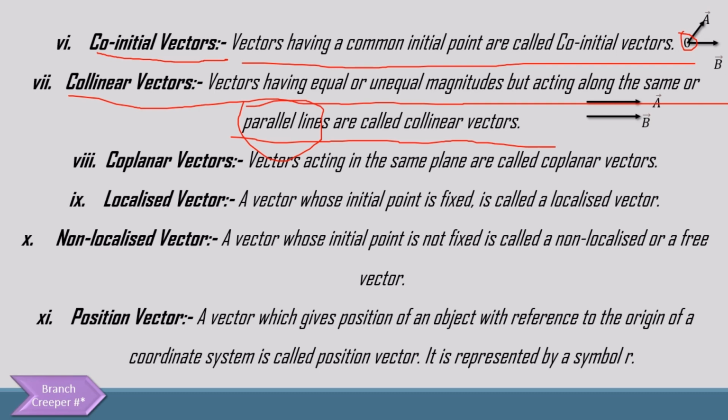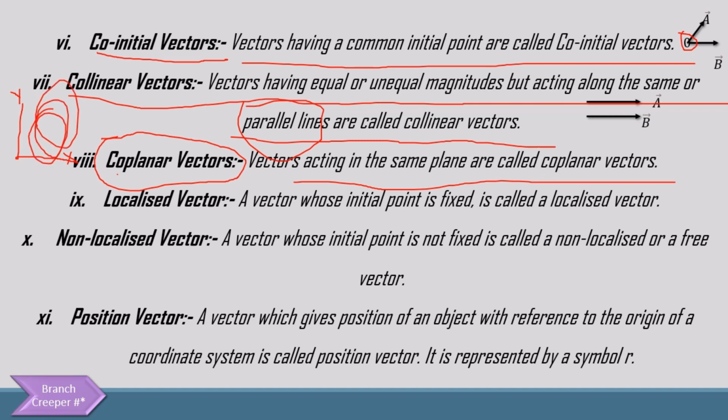Now coplanar vectors. Vectors acting in the same plane are called coplanar vectors. Very basic thing. We have read about planes, that is the xy plane, the yz plane. So if we consider this to be y and this to be x, then two vectors in this plane will be coplanar vectors.